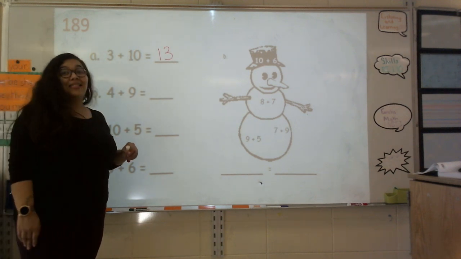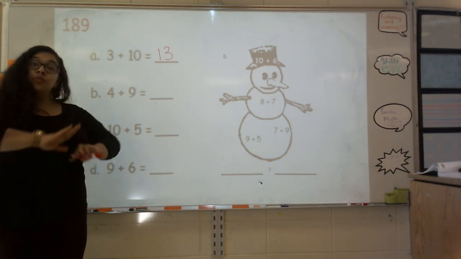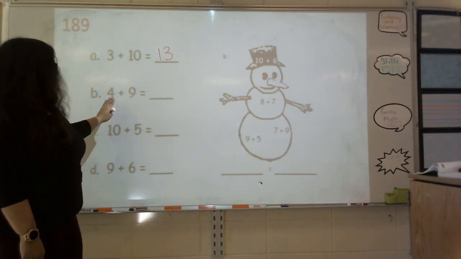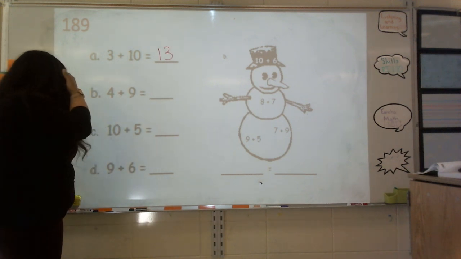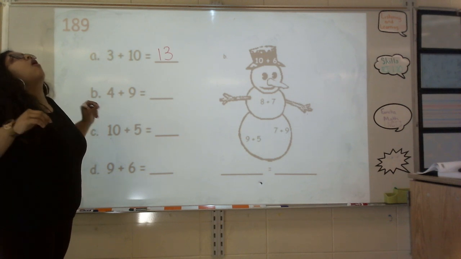All right, 4 plus 9. Okay, no picture. We're just going to do the number bond strategy. Which of these two parts is closer to a group of 10? 4 or 9? Which one is almost 10?